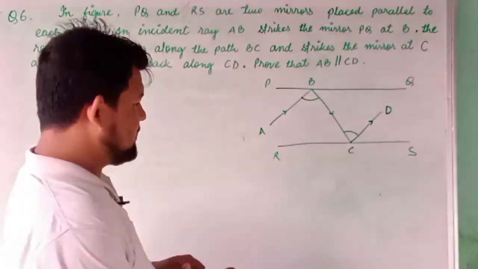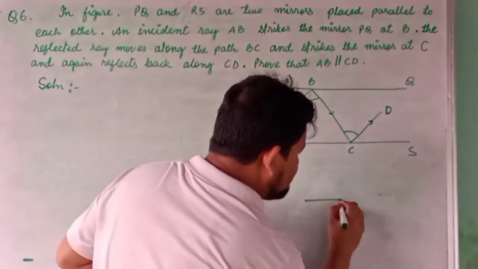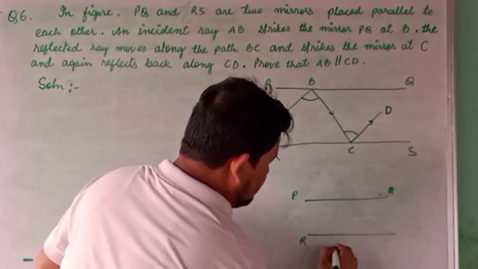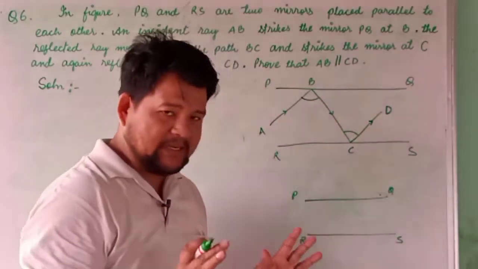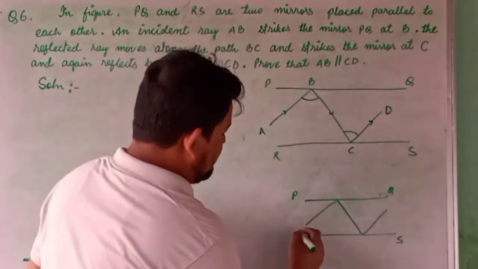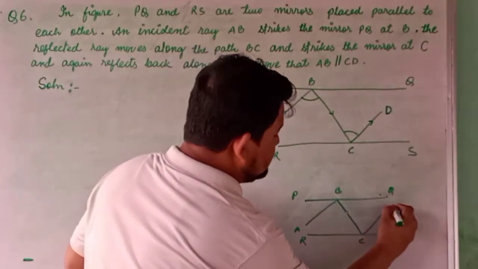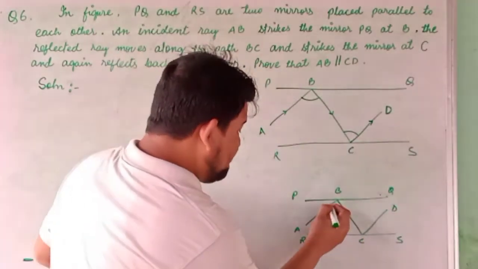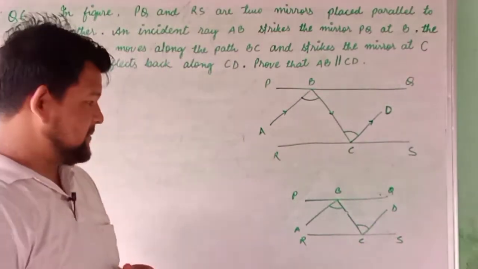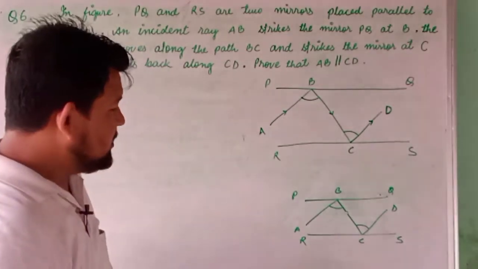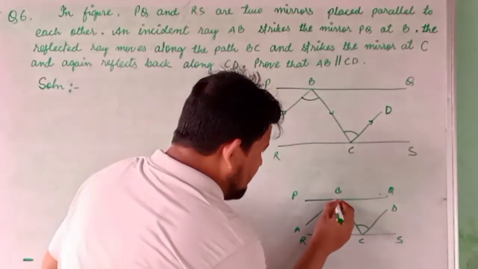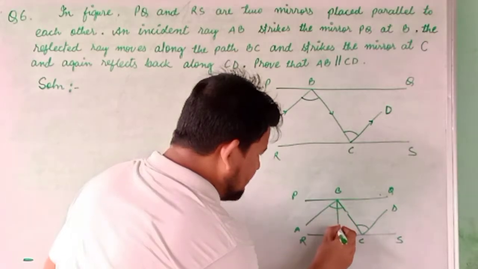One very important concept you will have to know: suppose PQ and RS are two lines given to us parallel, and the diagram is like this, with A, B, C and D. Now I have to prove that this angle and this angle are equal. For this I need one construction, which will help us prove it very easily. If two parallel lines are there, I will draw one perpendicular line here like this.